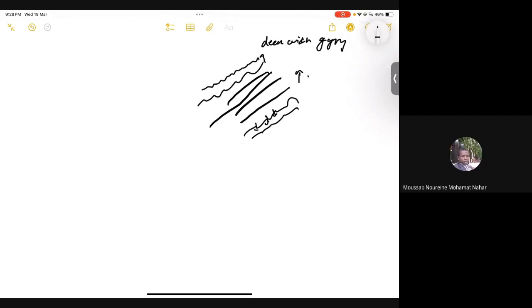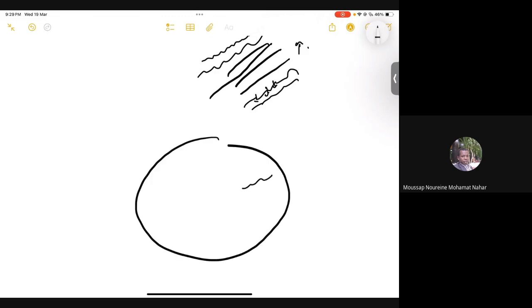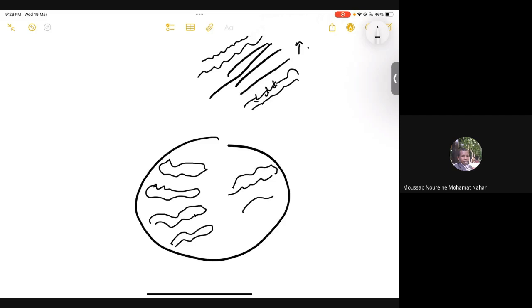So for example, if this is your brain, your brain basically has gyri. The gyri are the wavy material, the brain parenchyma. And between these gyri, we have sulci. The spaces present between the gyri are simply known as sulci.